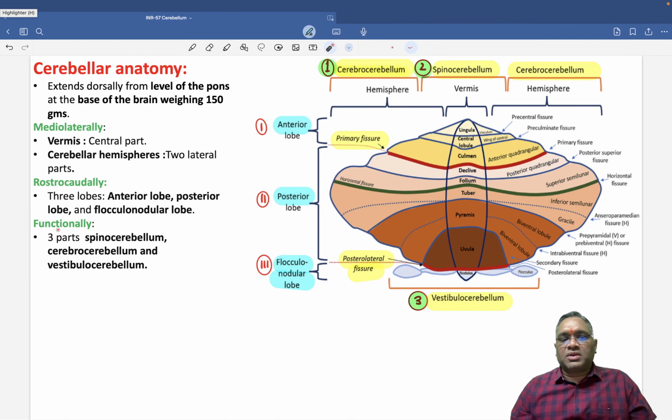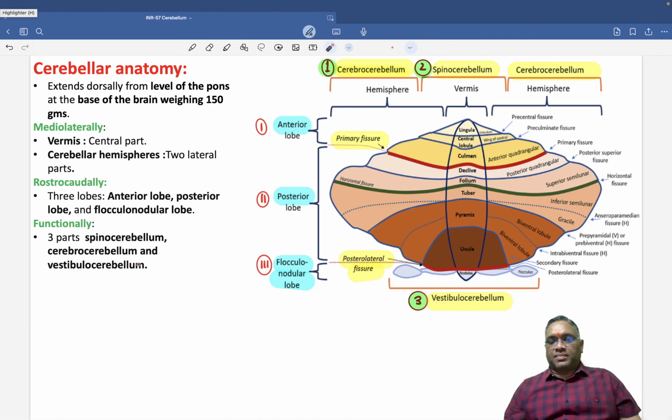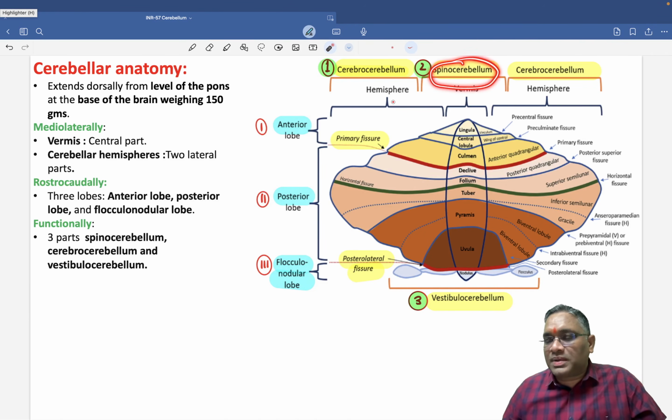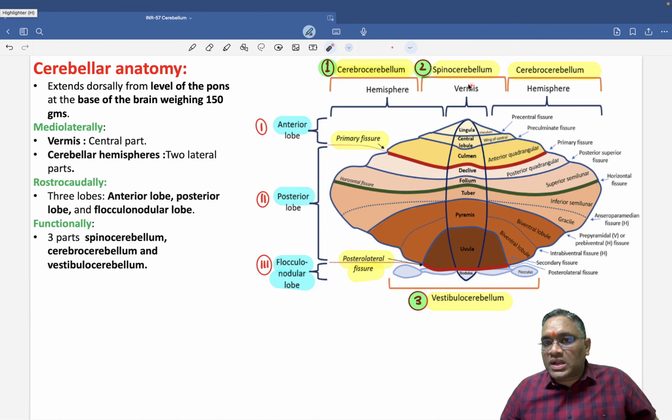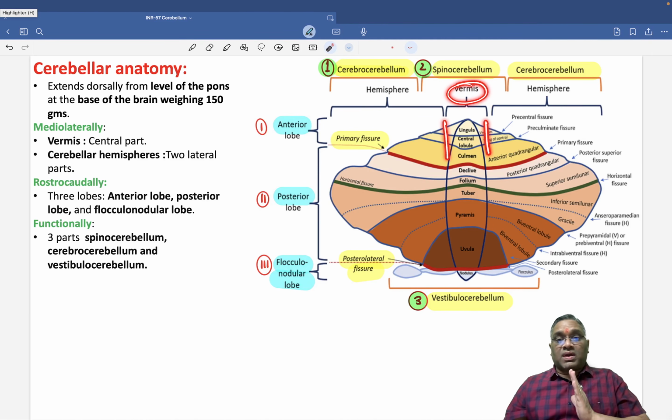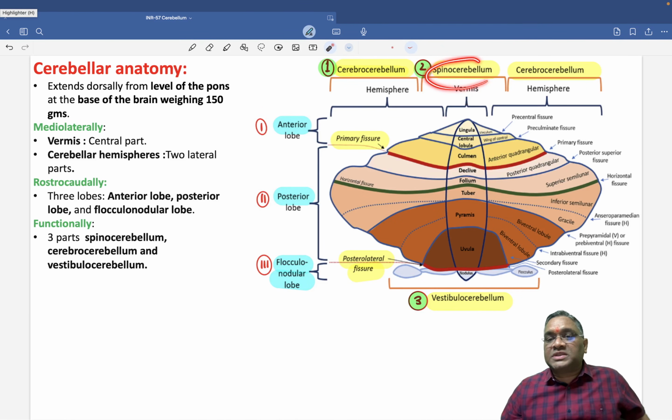Functionally, we will divide them into three parts. And what are the three parts? Spinocerebellum, cerebrocerebellum, and vestibulocerebellum. Remember, spinocerebellum is the part which will contain vermis and paravermis area. Remember, it is vermis plus paravermis, which will be spinocerebellum. In the end, I will be describing this, right?